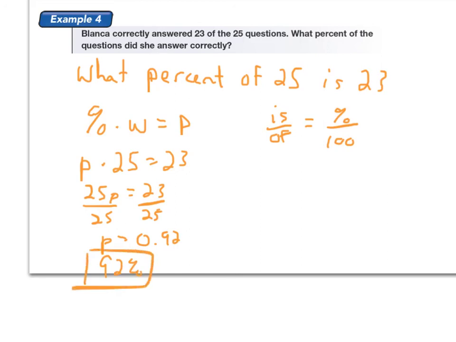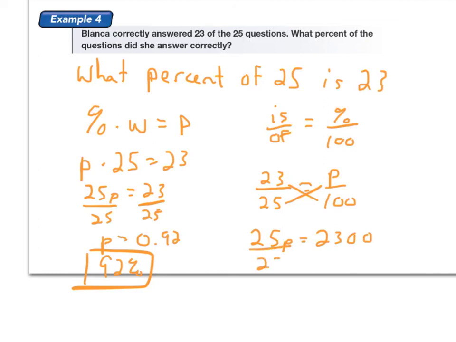Now again, we can use the is over of method. We've got is 23, that goes in the is spot. That's our part. Of 25, so 25 goes in the of part. And we want to know what percent, so I put a P in for the percent. We can solve using the cross products method. So we get 25 times P equals 23 times 100, which is 2300. Then I would divide by 25, and 2300 divided by 25 is 92. So we would get 92%.